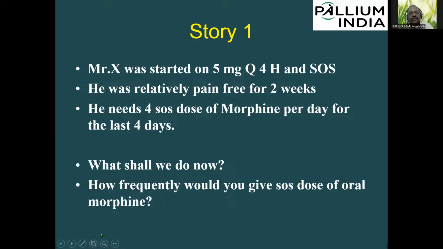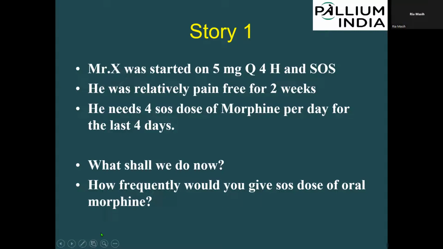This patient, we have started on 5 milligram morphine every 4 hourly with an SOS dose. This patient was relatively pain-free for the last 2 weeks, but then he needed 4 SOS doses of morphine every day for the last 4 days. What should we do now? Do we need to do anything now? And how frequently would you give an SOS dose of oral morphine?